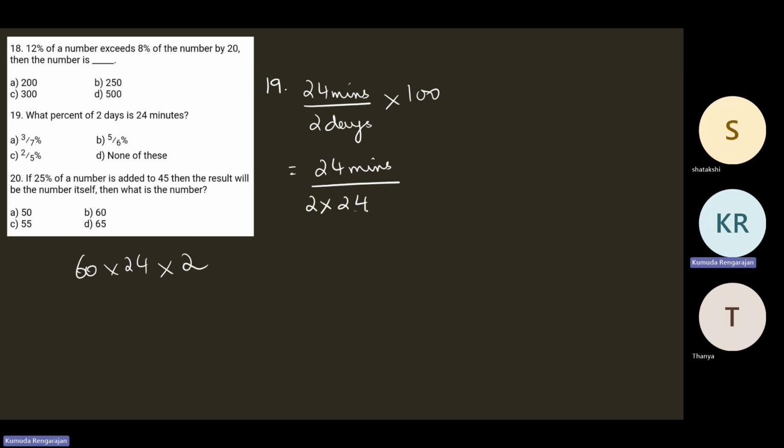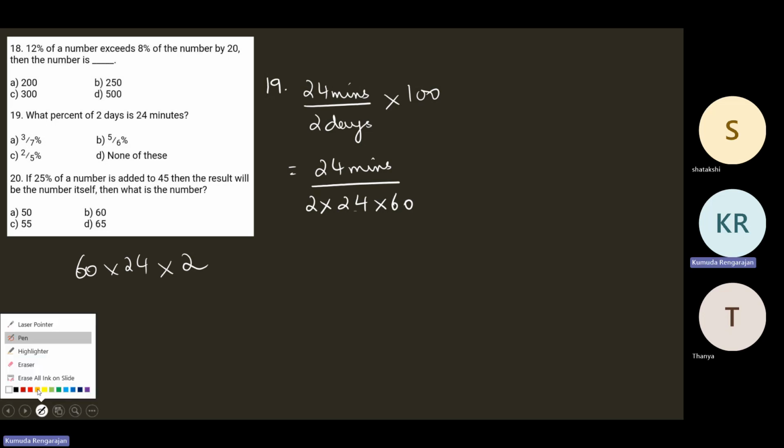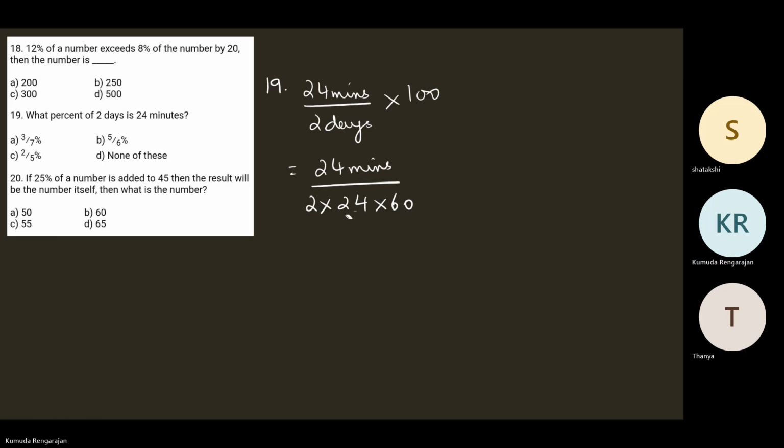Now this is in hours. Convert this to minutes, so into 60. That's all. You don't have to multiply. You can just write it like this. I'll write it again for you. One day, 24 hours. 2 days into 2. This is in hours, but you'll have to convert this to minutes. And 1 hour is 60 minutes.